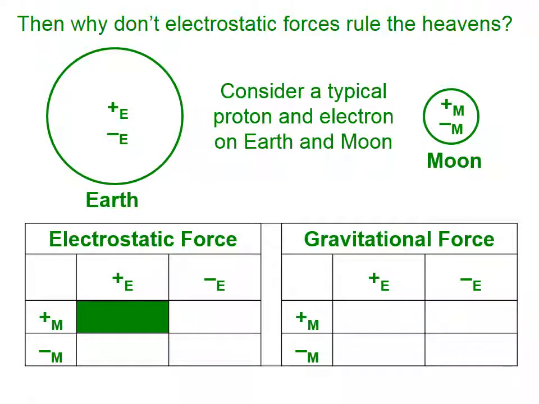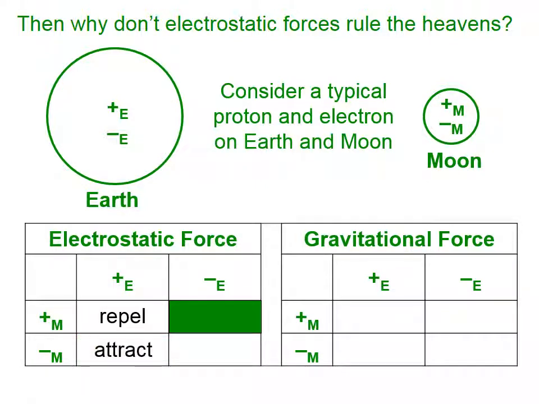In this table on the left here, we're going to identify the electrostatic force between, firstly, a proton on the Moon and a proton on the Earth, where they're going to repel each other. Now, they're way far away from each other, but they will repel each other because they both have a positive charge. How about an electron on the Moon compared to a proton on the Earth? Well, they're going to tend to attract each other. What about a proton on the Moon and an electron on the Earth? That's what this green box represents. Well, they're going to attract each other. How about two electrons, one on the Moon and one on the Earth? Well, they're going to repel. So, when it deals with the Earth and the Moon, the protons do attract the electrons, but they also repel the other protons. In other words, electrostatic forces can attract, they can also repel.